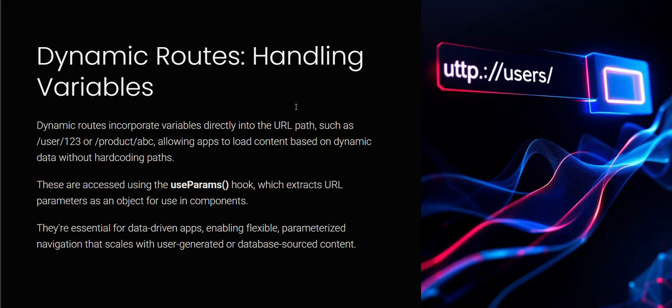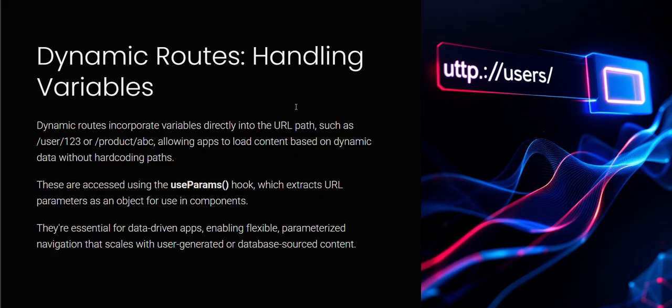Dynamic routes. Dynamic routes are routes that can change based on the URL parameters. They allow you to create flexible URLs for resources like user profiles, products, or posts without having to define a separate route for each item. There are two types: static route and dynamic route.